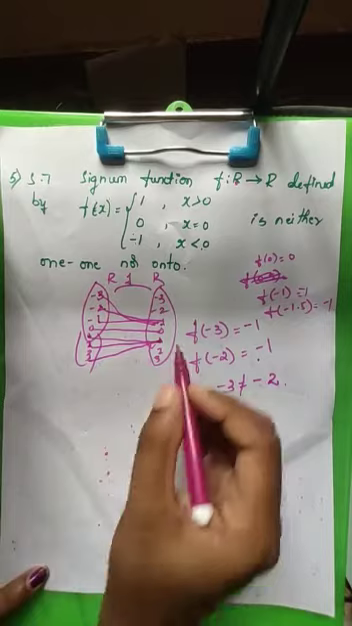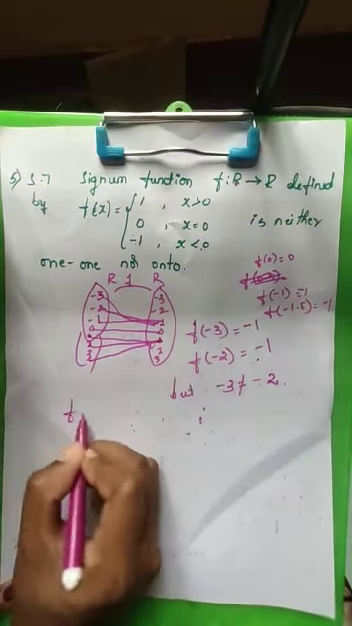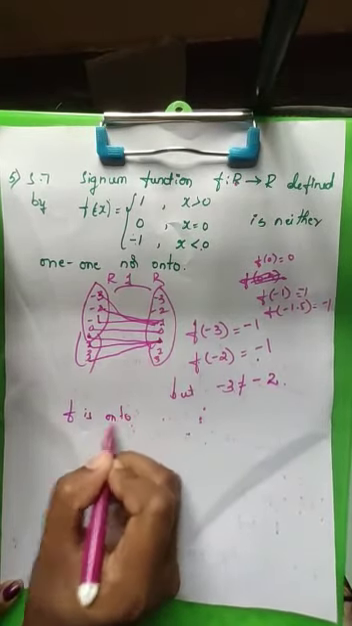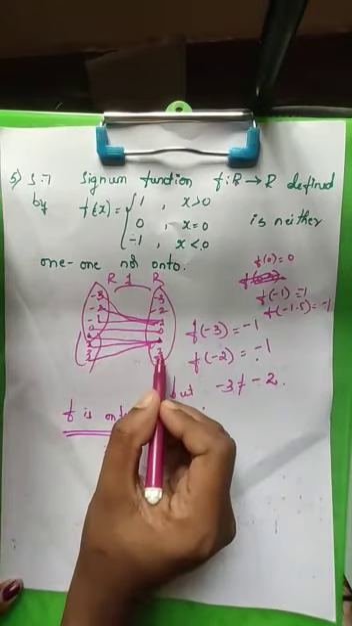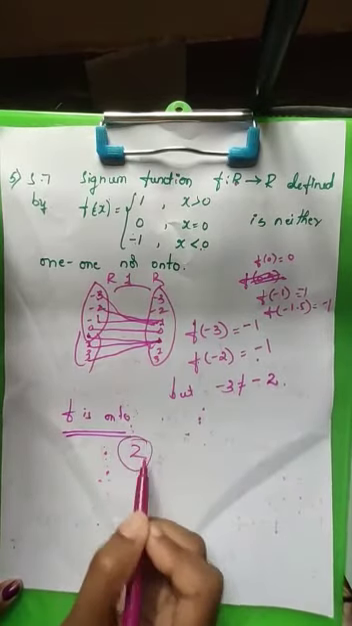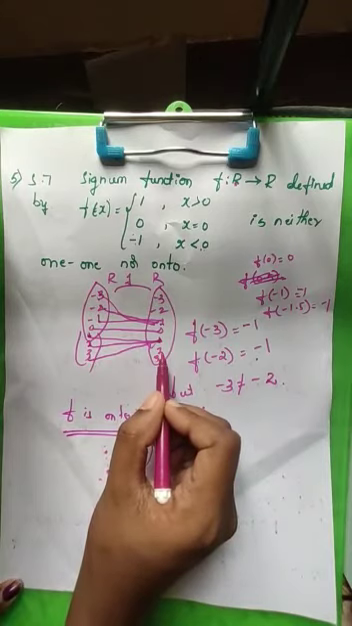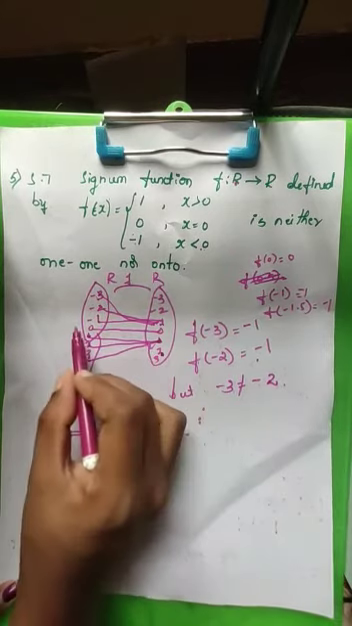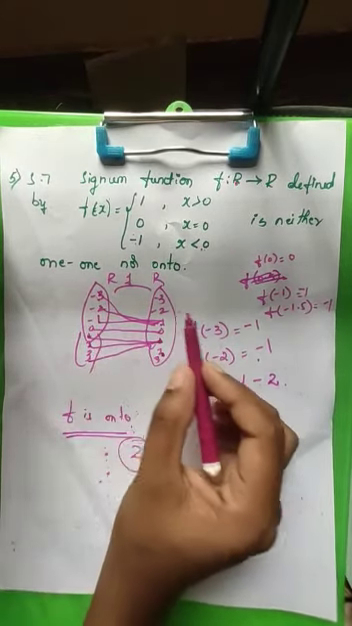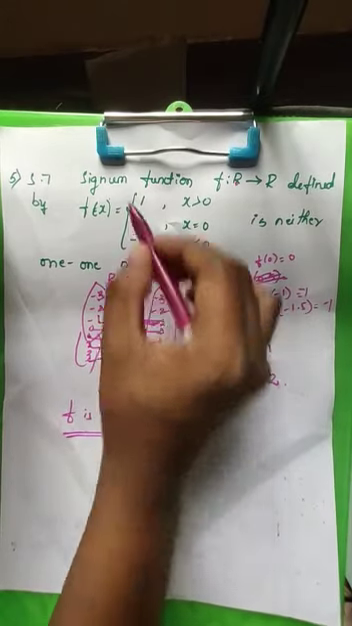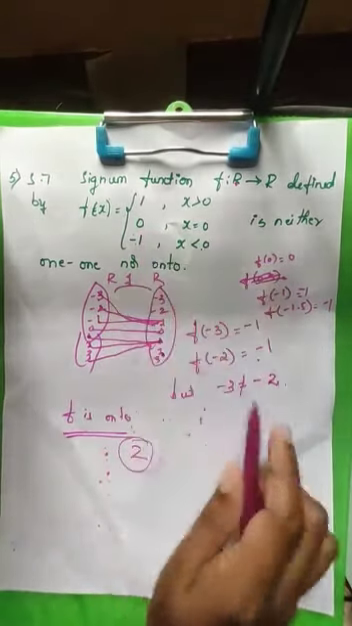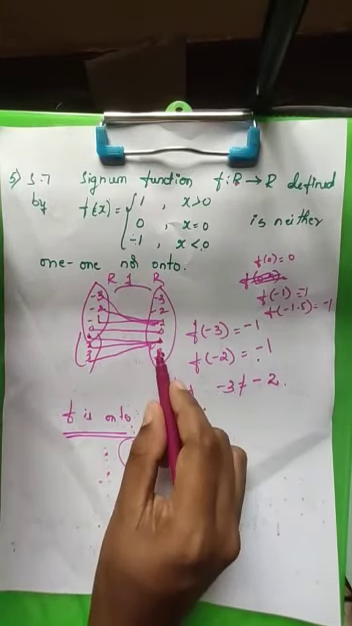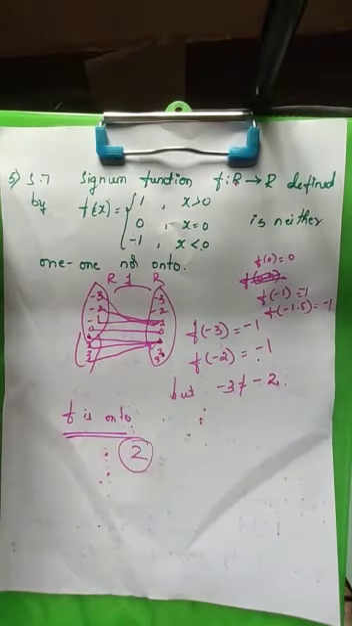Now in order to show f is not onto, if you take 2 from the codomain, 2 is a real number, it is in the codomain. So is it an image of any number? No. What are the images? Images are 1, 0, minus 1. Always these three are the images. So other than these three, if you take any element, it is not the image of a real number in the domain. That's why the given function is not onto.